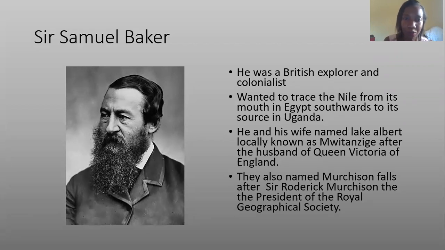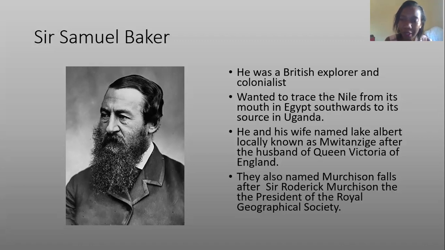We will look at his role as a colonialist later. He wanted to trace the Nile from its mouth in Egypt southwards to its source in Uganda. Because he was coming from Egypt, he wanted to just trace it up to its source. He and his wife were later joined by James Grant and John Speke, after they had discovered the source of the Nile and were happy about the news.